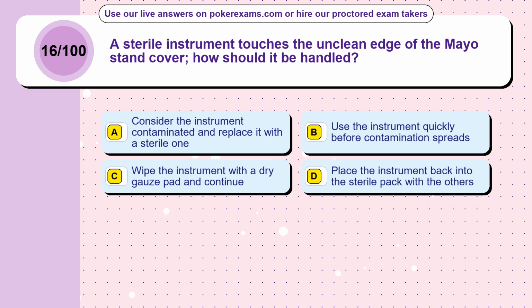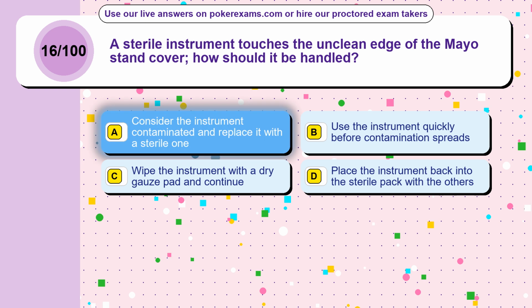Question 16. A sterile instrument touches the unclean edge of the Mayo stand cover. How should it be handled? Option A. Consider the instrument contaminated and replace it with a sterile one. Option B. Use the instrument quickly before contamination spreads. Option C. Wipe the instrument with a dry gauze pad and continue. Option D. Place the instrument back into the sterile pack with the others.